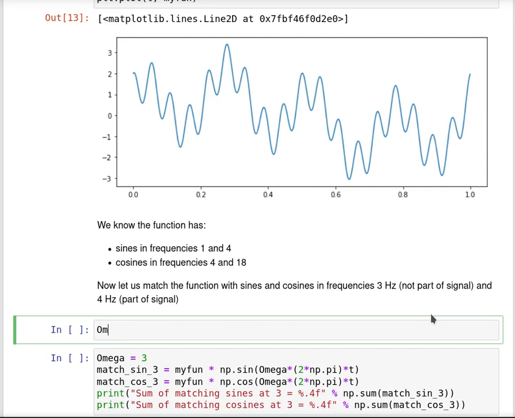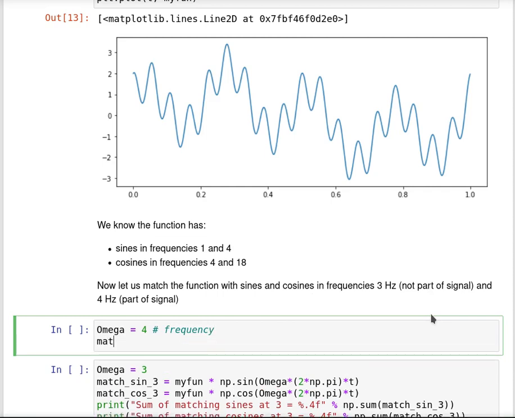So I'm going to define the omega variable as the frequency, and I'm going to match sine of 4 by just multiplying my function with a sine wave evaluated at 2 pi, because it's the period, t, times omega, which is the frequency that I want. And I'm going to do the same with the cosine.